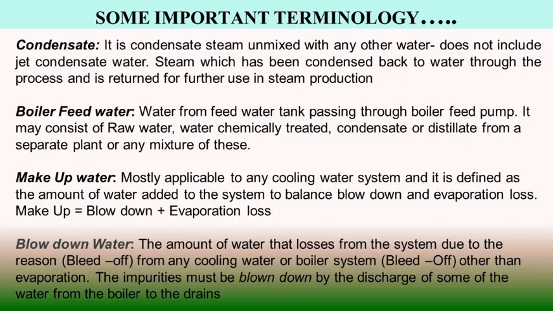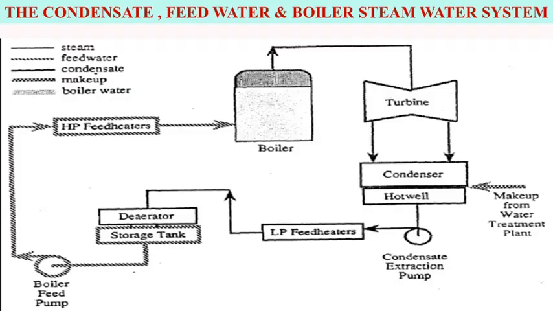Blowdown water is drained continuously or intermittently from the boiler drum or cooling water system, other than evaporation, and this is to maintain the level of impurity within control of the total process.